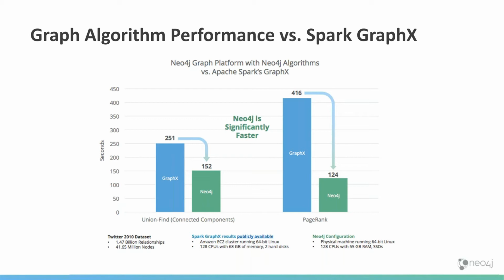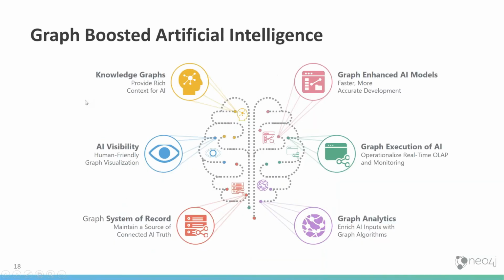types of queries upon the same data set, we came in at about half the time, or about, let's say, 2/3 the time of GraphX in that union find exercise, and almost 75% faster in the PageRank exercise. So the investment in those graph algorithm capabilities can indeed pay off great dividends.